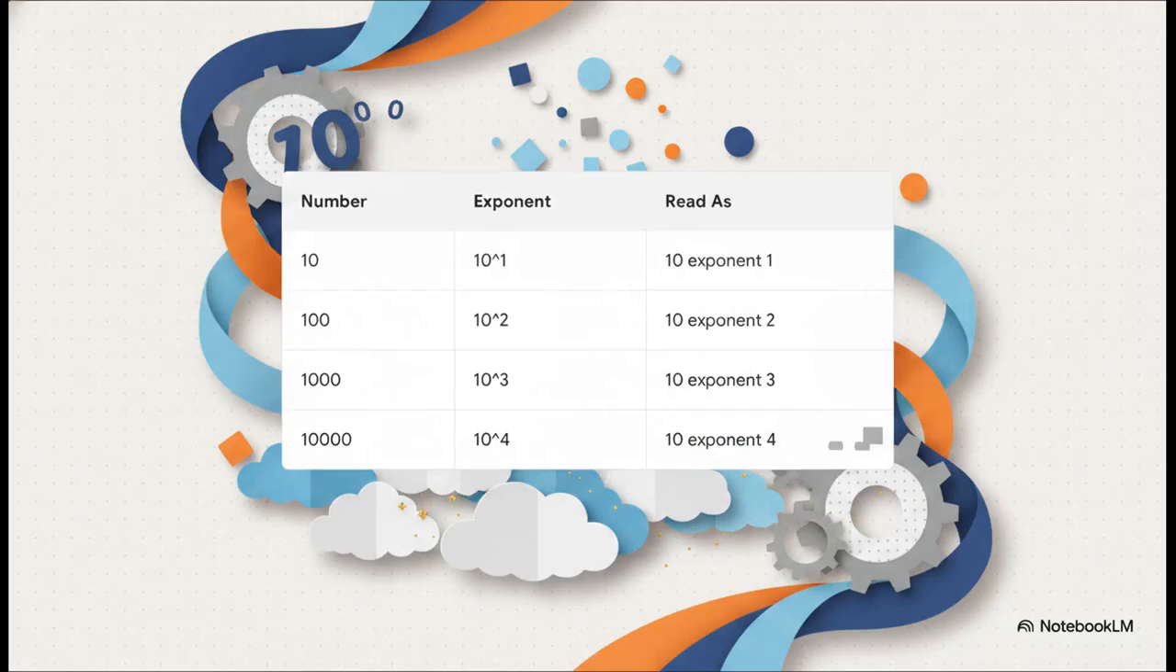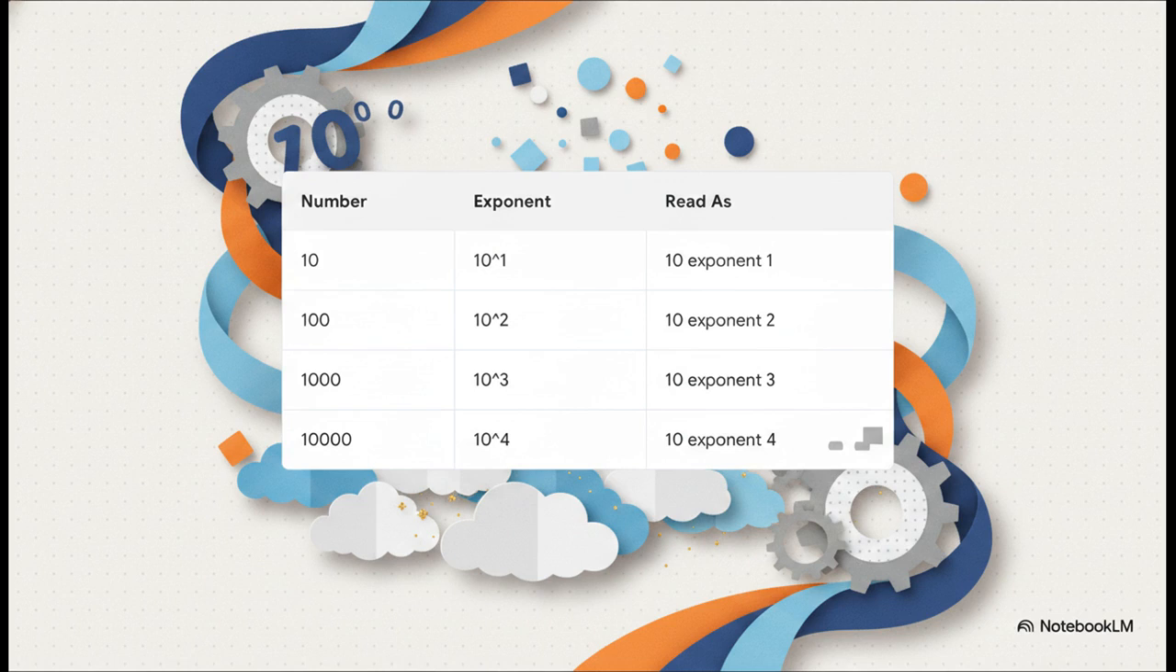Now, when we're dealing with really big numbers, we use powers of 10. Let's read these out loud together, just like we're in a classroom. 10 exponent 0 is 1. 10 exponent 1 is 10. 10 exponent 2 is 10 times 10, which is 100. 10 exponent 3 is 10 times 10 times 10, which is 1,000. And 10 exponent 4 is 10,000.